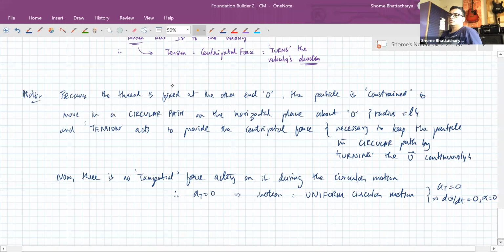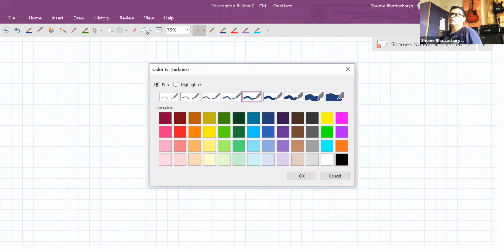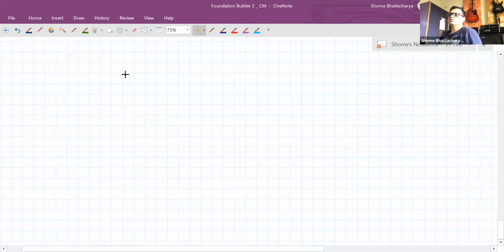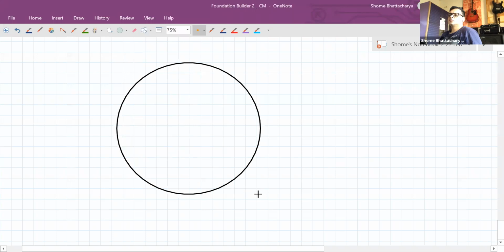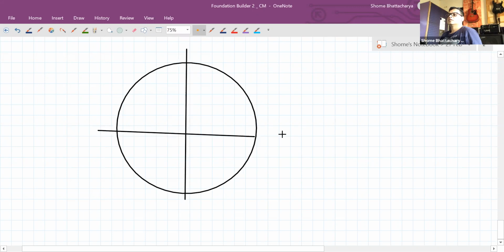Okay, so now that we've understood that the path of the particle is circular and the type of motion is uniform circular motion, if we visualize the top view, we can understand that at any point of time, wherever the particle is, continuously the tension is acting on it.